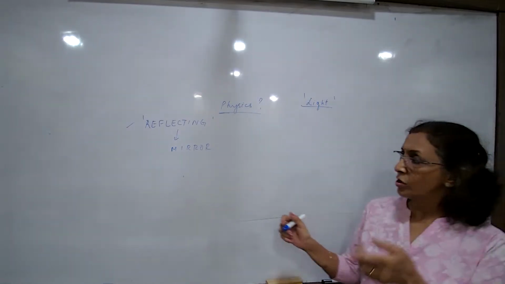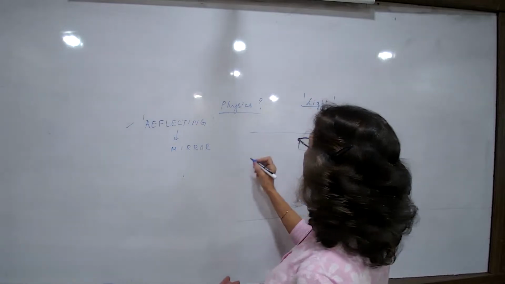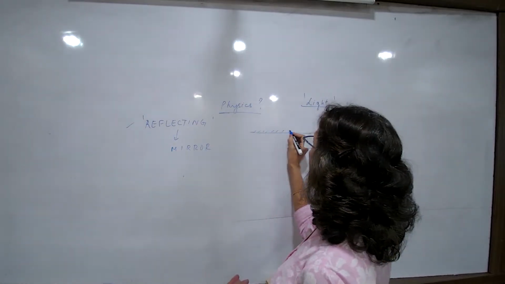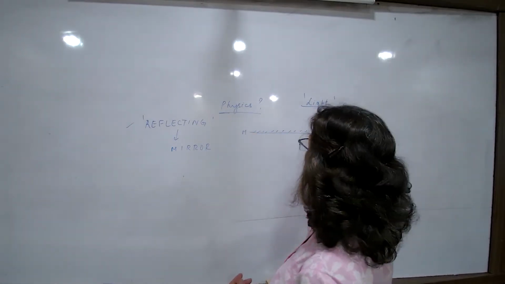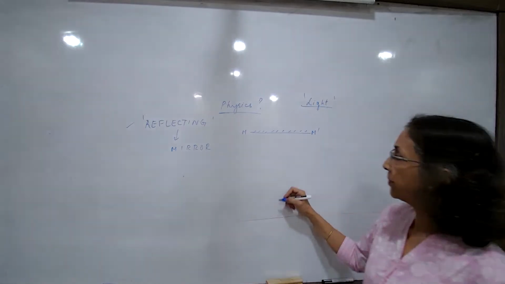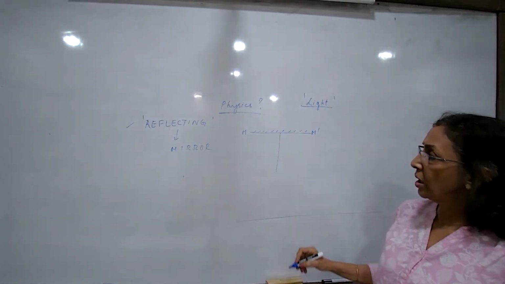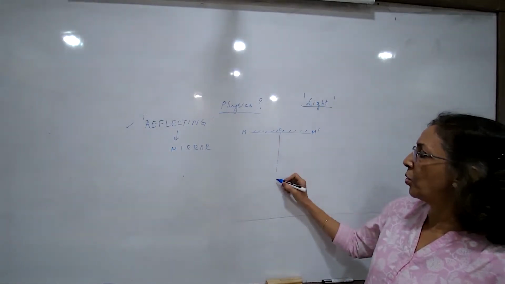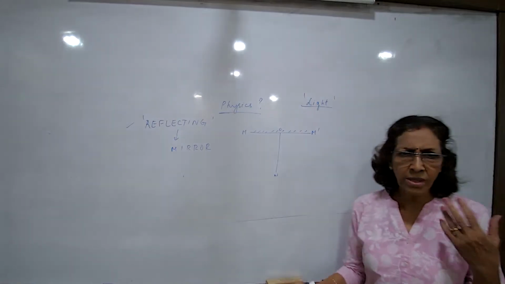Now, since you have already done mirrors, let me see. This is your glass, and this is your mirror, which I am writing as M and M dash. And this is your normal, which I'll mark as O and N. What is a normal?